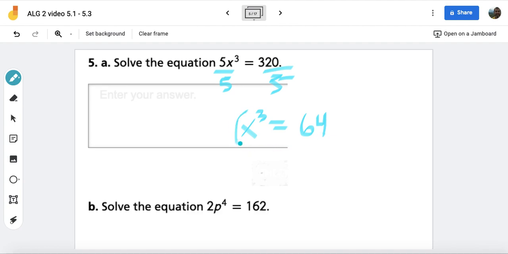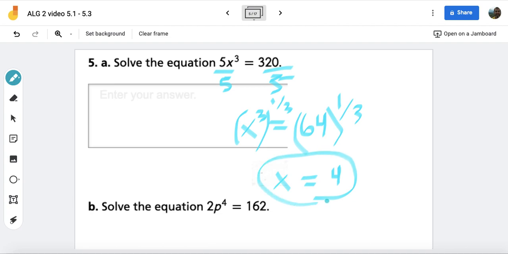And then I'm going to take the 1/3 root of this, and the 1/3 root of 64, which I suppose you could just do with a calculator, especially if you're not that familiar with roots. But I already know the 1/3 root of 64 is 4. 4 times 4 is 16, times another 4 is 64. So there's my answer to that one.